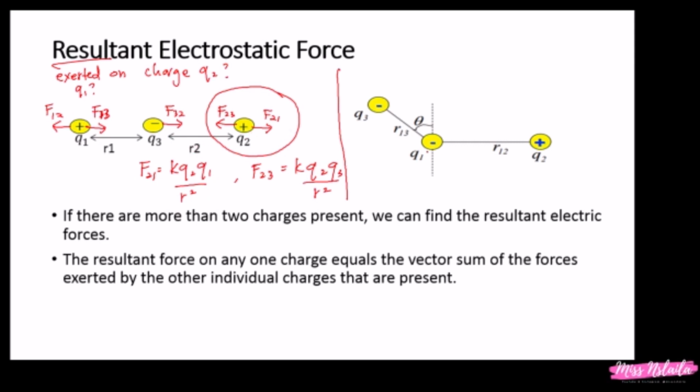But what if the charges are on different axes and have an angle between them? For example, on the second diagram, we have three charges, Q3 negative, Q1 negative, and Q2 positive charge. Let's say I ask to find the resultant force exerted on Q2. Okay, so focus on Q2. Q2 and Q1, positive and negative, they are going to attract. So this is F21. Q2 and Q3, they are positive and negative, they are also going to attract. So they akan attract macam ni.